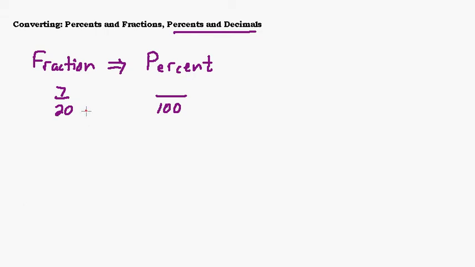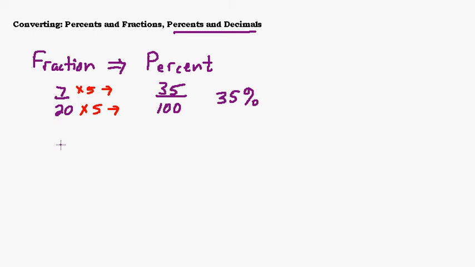Since the bottom number is a number that I can multiply by something to get 100, I can multiply the top by the same number and create an equivalent fraction. 35 over 100 is the same as 7/20ths, and if I have 35 over 100, I know that's 35%. Done. Now this doesn't work for every kind of fraction because not every denominator is easy to multiply by something to get 100. Let's do one more example of those though.